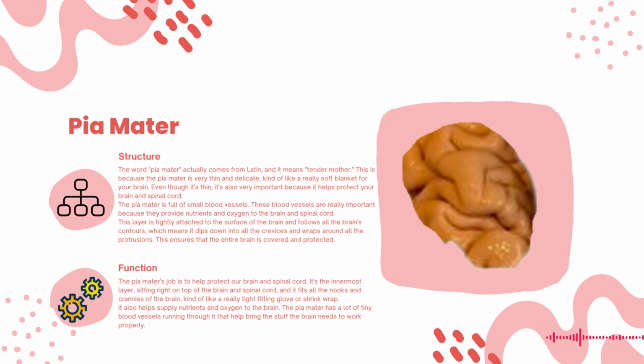protected. The Pia Mater's job is to protect the brain and spinal cord. It's the innermost layer, so it sits right on top of the brain and spinal cord, as already said. And so it protects every single area of the brain. It also supplies nutrients and oxygen to the brain because of its tiny blood vessels. So everything the brain needs comes from the Pia Mater.